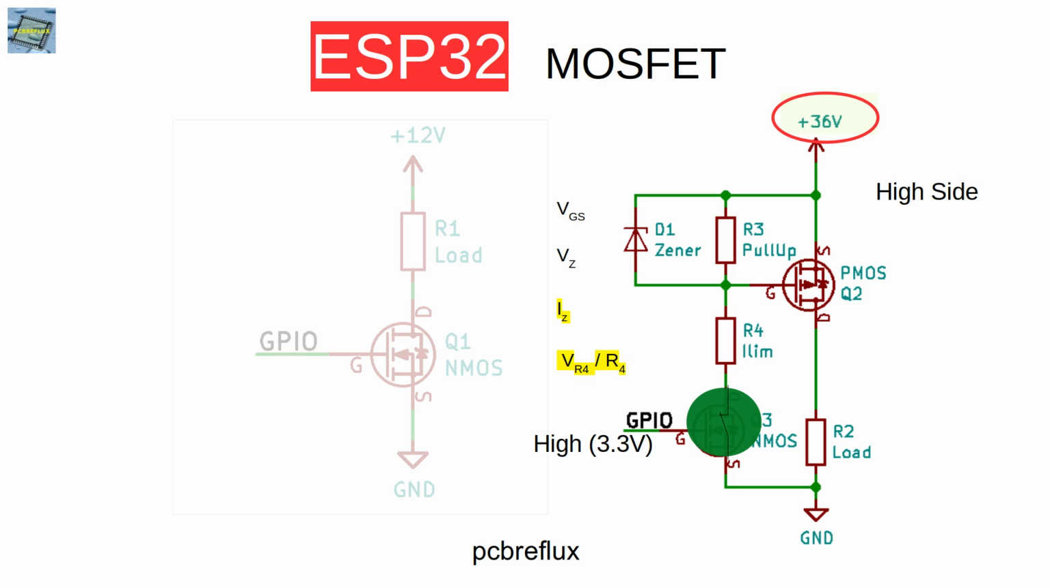And if we want to be precise, we have to take into account that our pull-up resistor and our limiting resistor act like a voltage divider, and also we have to take into account that our N-channel MOSFET also has an internal on resistance.